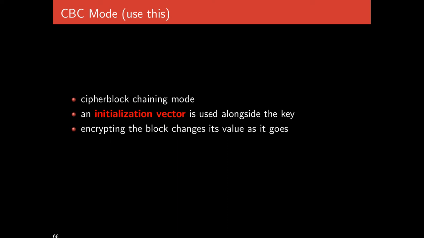So in CBC mode, you have an initialization vector. This is a random bit string, and it gets used alongside the key. And as we talked about before, this initialization vector just needs to be uniform random. It doesn't need to be unpredictable. The adversary is fine to know the initialization vector. The initialization vector does not need to be secret. But the initialization vector is used to effectively randomize how the block cipher mode works.